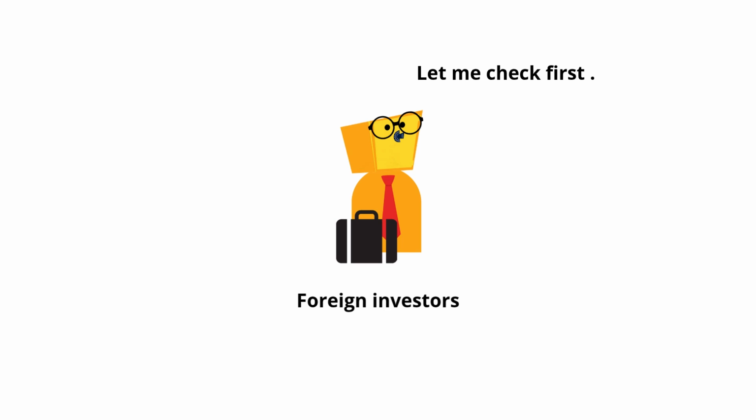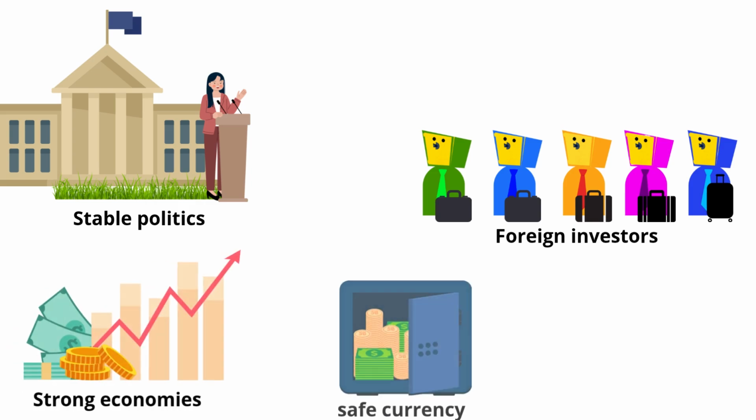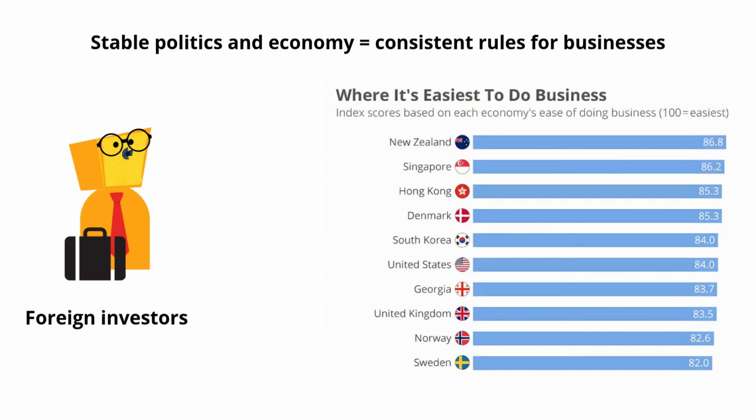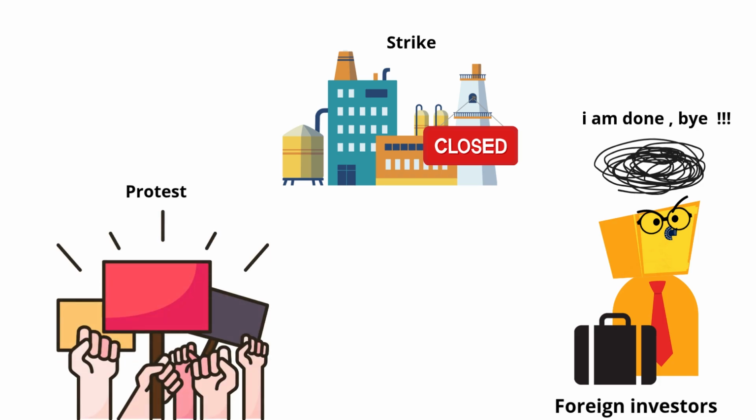But foreign investors don't invest just anywhere. They prefer countries with stable politics and strong economies where their money is safer. Foreign businesses like to invest in countries with stable governments and economies. Why? If the government keeps its promises, like low taxes, businesses feel safe. But if the government suddenly changes the rules, like raising taxes, businesses can lose money. Too many protests or strikes also make it hard for businesses to work.